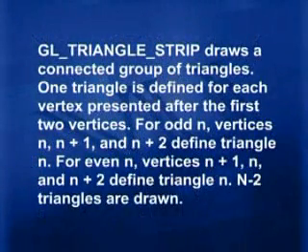But we have seen other variations of triangles as well. We defined not only triangles, but we also defined some triangle fans and triangle strips. Those are also valid over here. The GL triangle strip draws a connected group of triangles. One triangle is defined for each vertex presented after the first 2 vertices. For odd n vertices, n, n plus 1 and n plus 2 define triangle number n. For even n, vertices n plus 1, n and n plus 2 define the triangle number n. A total of n minus 2 triangles are drawn.